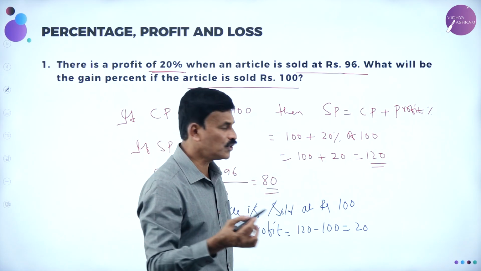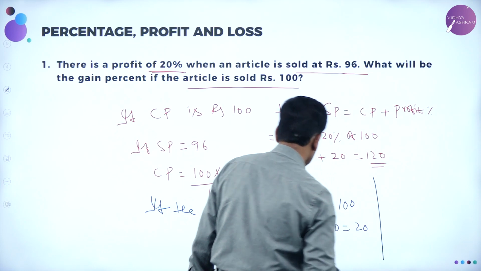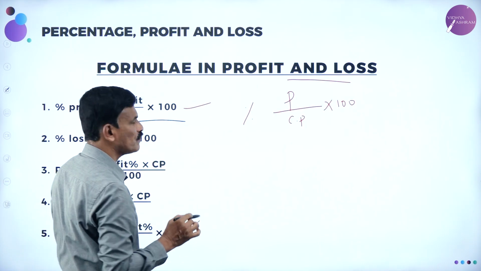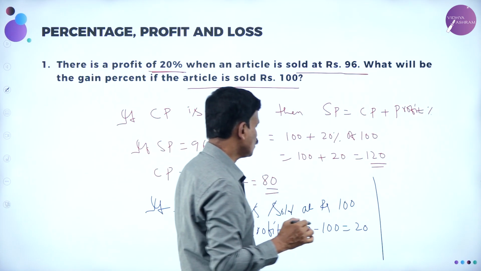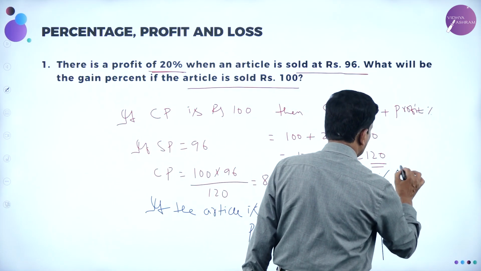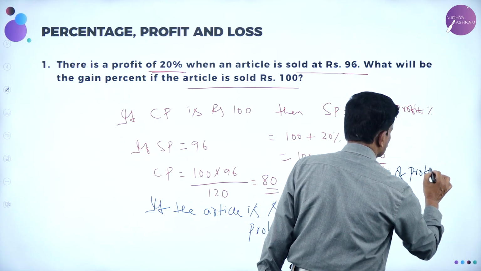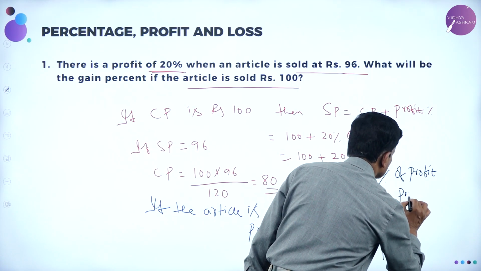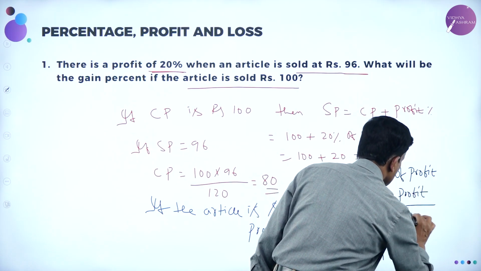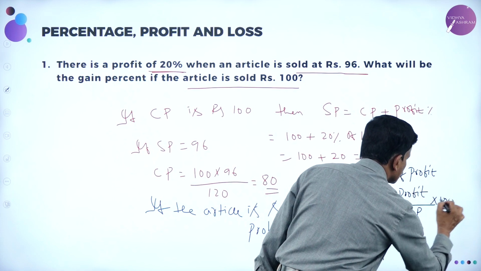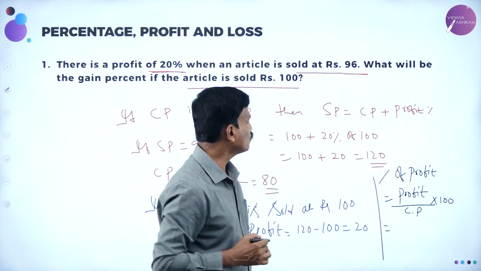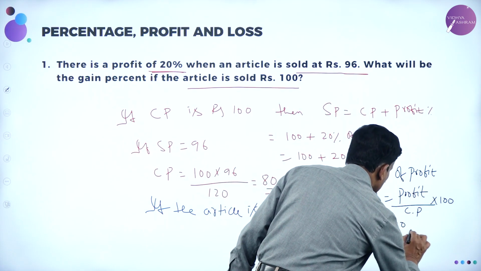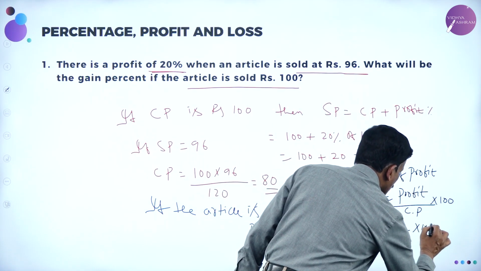Now, let me find out the percentage of profit. What is the formula for profit percent? Profit percent is equal to profit divided by CP into 100. What is this equal to? What is the profit here? Profit is 20 divided by CP, which is 80, into 100.